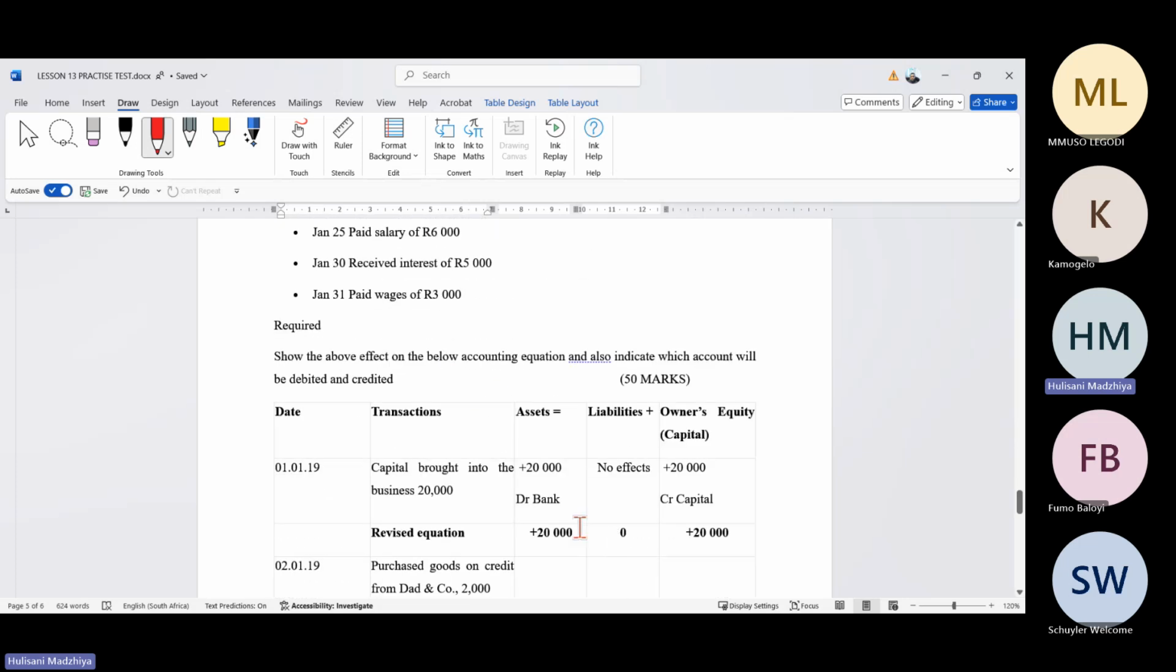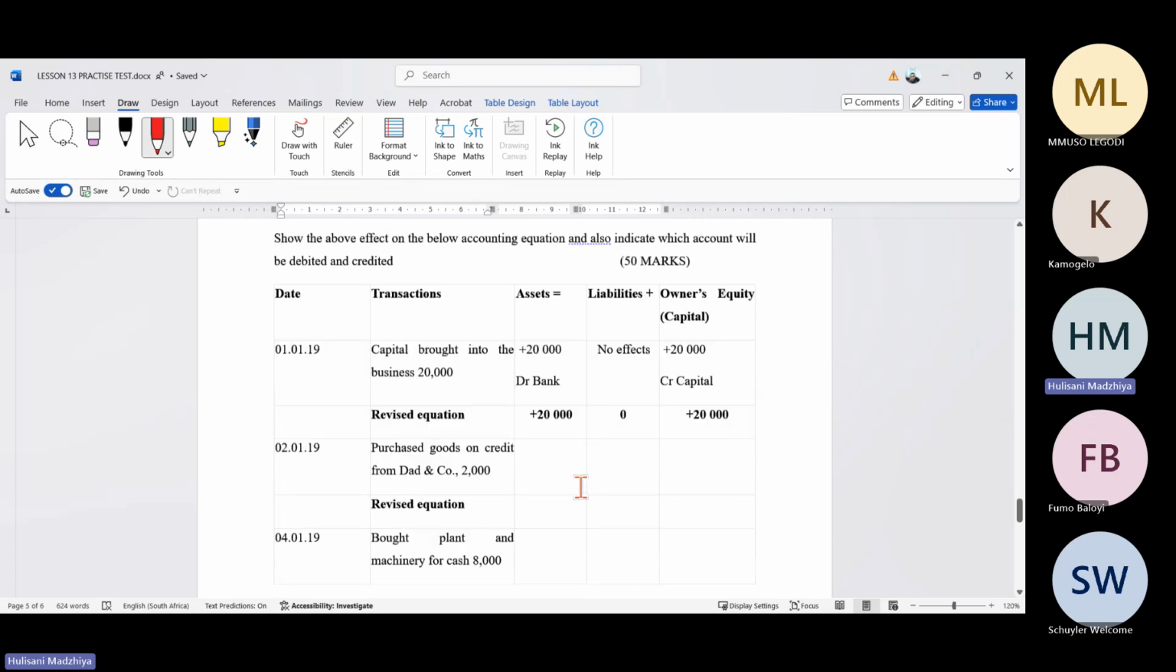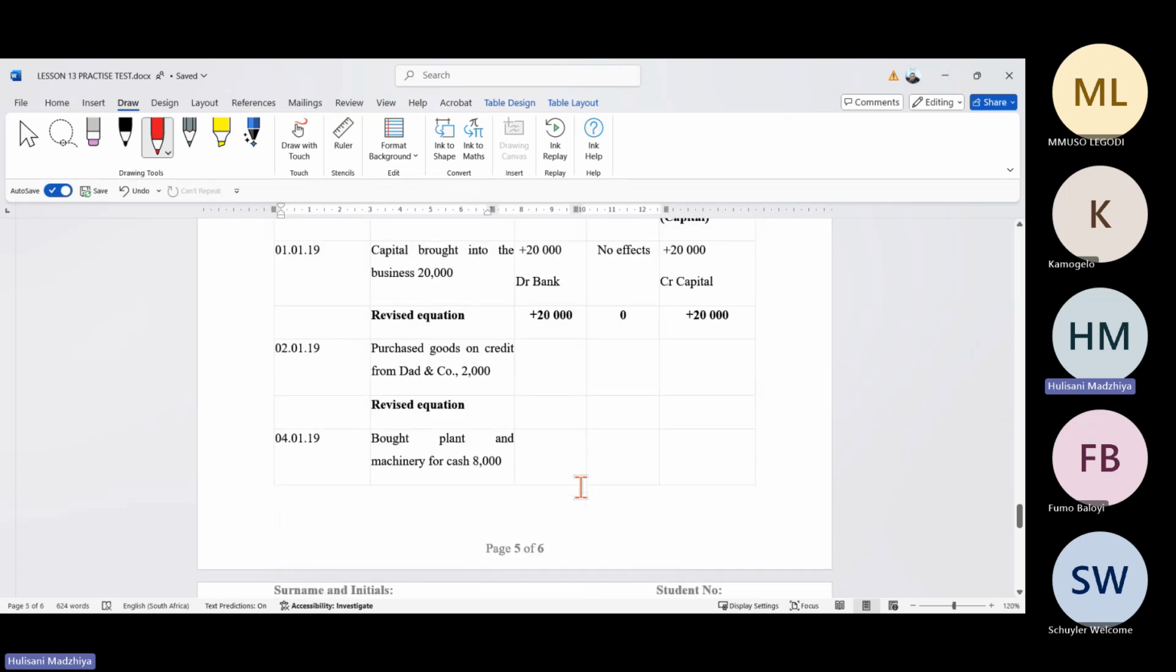So the question becomes, you are required to show the effect on the accounting equation and also indicate which account should be debited and credited. Let's start with the first one, purchase goods on credit from Das and Company. Who would like to attempt this question?